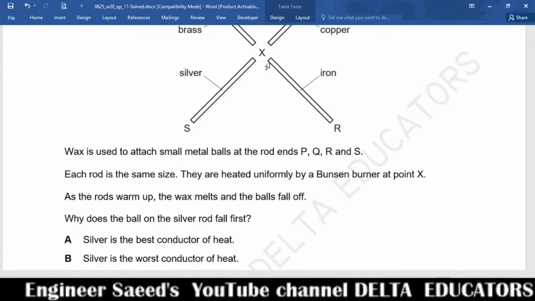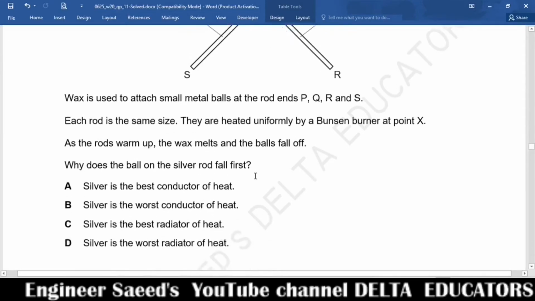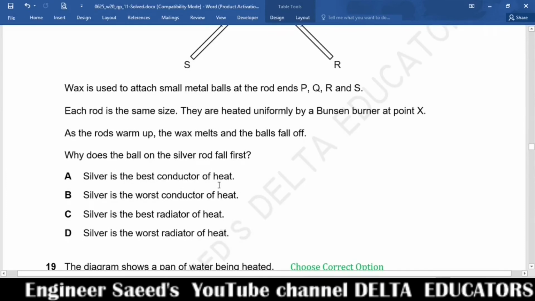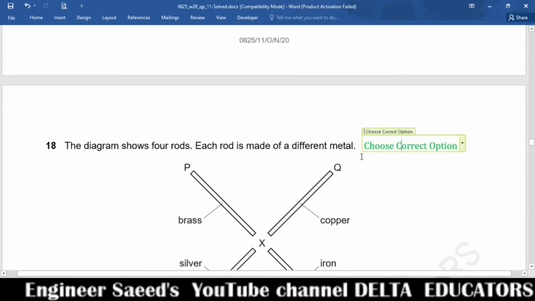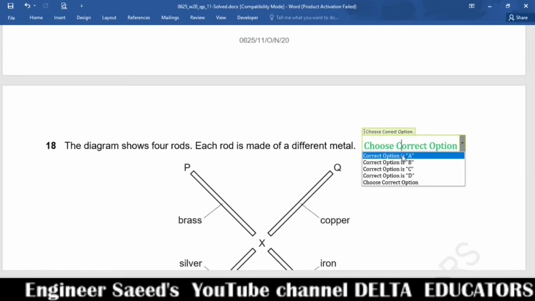Now we check the options. In option A it is given silver is the best conductor of heat. In B it is given silver is the worst conductor of heat. In C it is given silver is the best radiator of heat. In D it is given silver is the worst radiator of heat. So here definitely our correct option is option A, silver is the best conductor of heat. So the correct option will be option A.